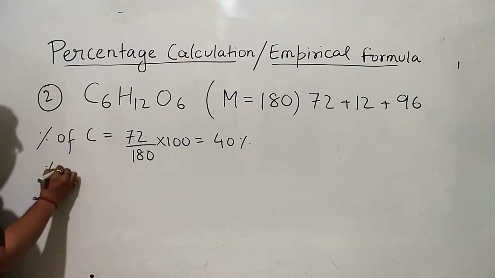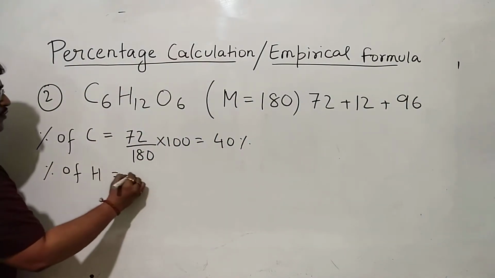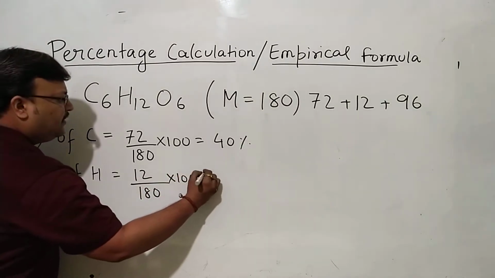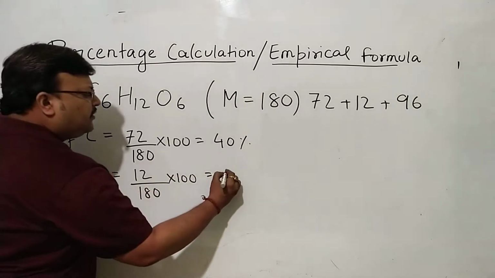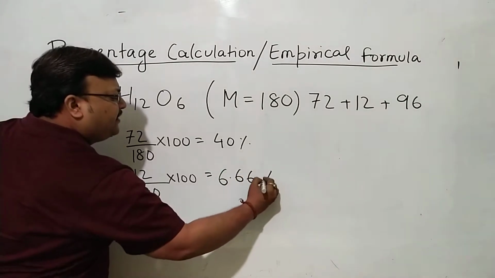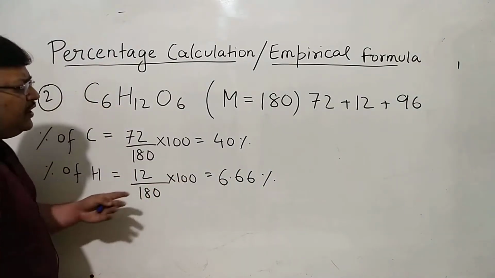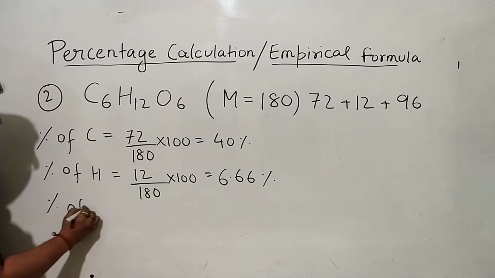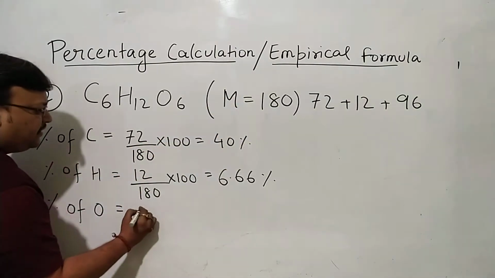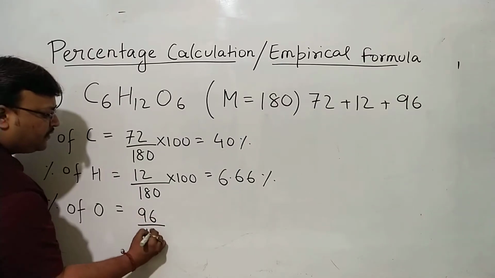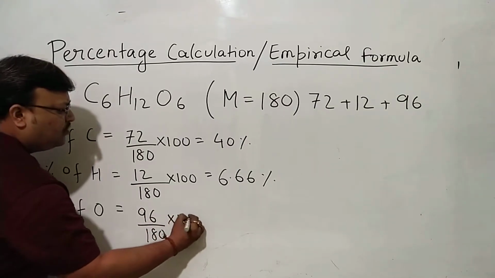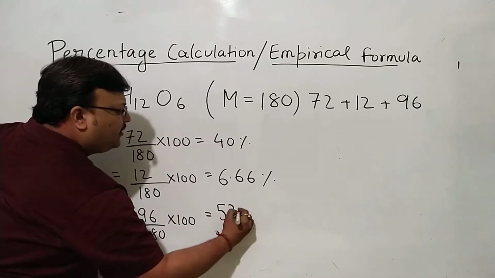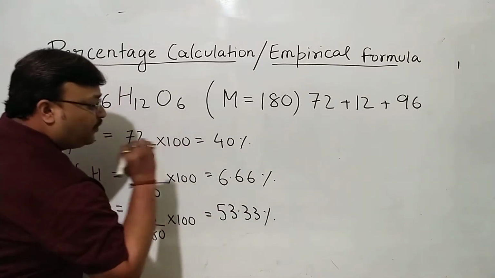The percentage of hydrogen would be 12 upon 180 into 100. It's again a simple calculation. This will be 6.66%, a recurring number. And naturally, if these two add to 46.66%, or you can calculate by the amount of oxygen, 96 by 180. Else, you can add the two, subtract from 100, and it will be 53.33% of oxygen.